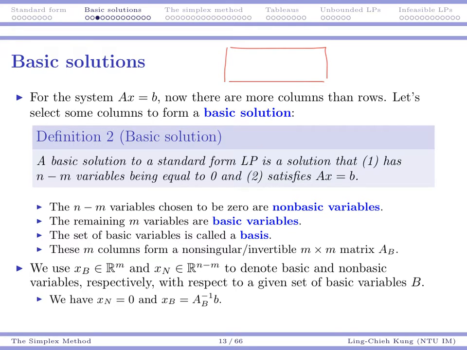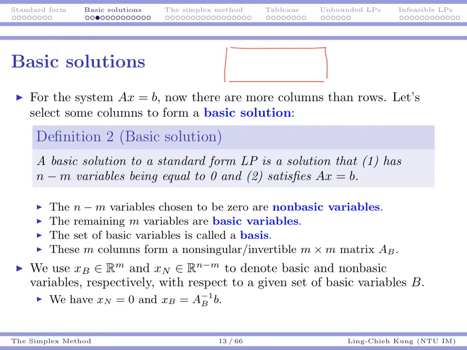So our plan is the following. I'm going to say that if we have a basic solution which satisfies the two conditions here, then we say it's basic. First, it should have n minus m variables being equal to 0. So I first select n minus m variables to be 0. And then suppose the remaining m variables can satisfy Ax equals b, then I'm done.